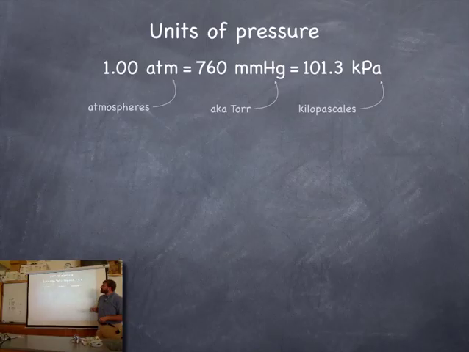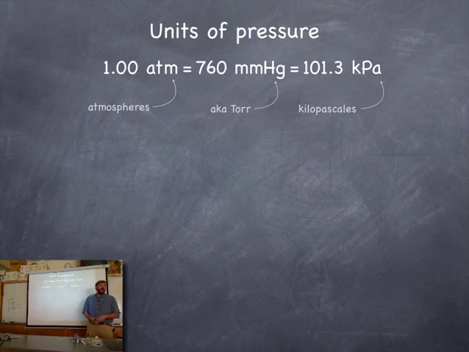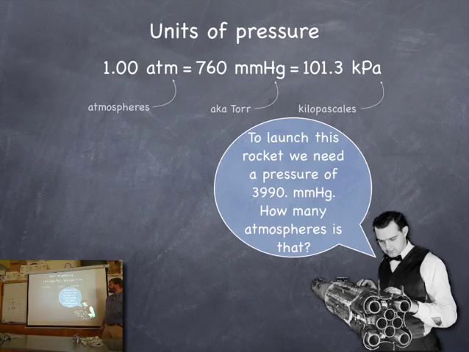All right. So we can do conversions, right? 1 atmosphere, 760 millimeters of mercury, 101.3 kilopascals. Those are all equivalent pressures, okay? Now, the rocket that we're building, our engineering fellows will tell us that to launch the rocket in the way we want, we need to get a pressure of 3,990 millimeters of mercury.